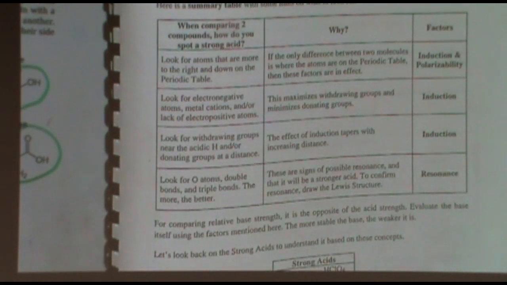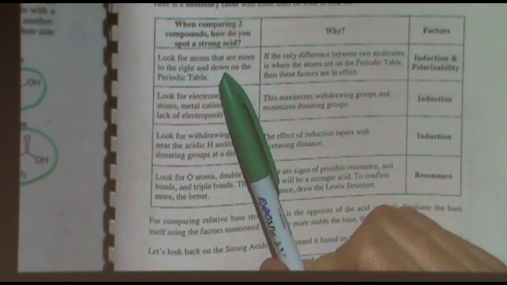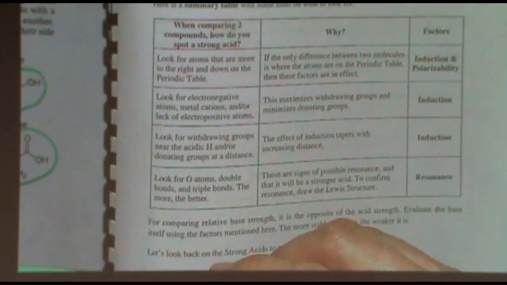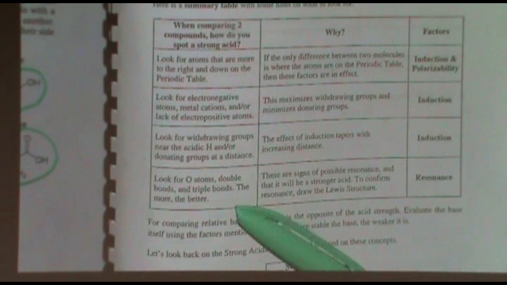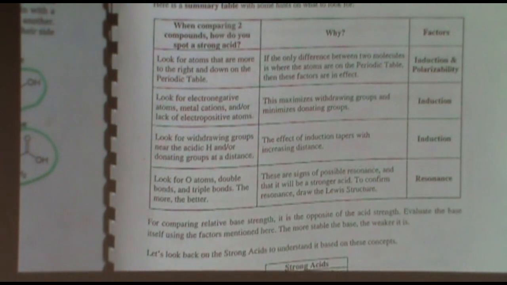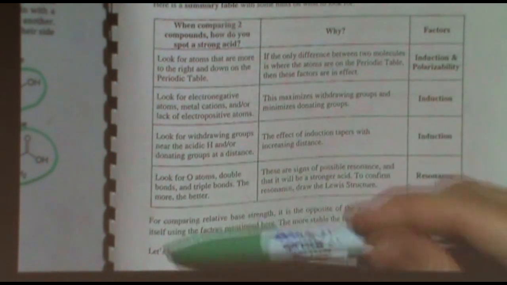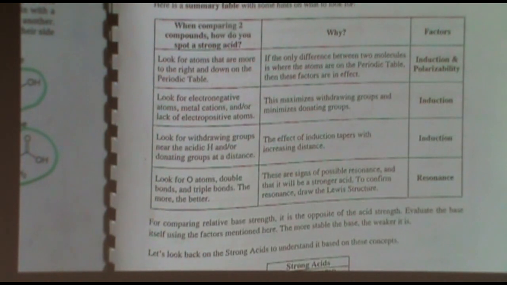If it's a base, let me say one more thing and then I'll take your question. If it's a base, it's exactly the opposite. So if you're looking for a base or a basic center, you want to look for atoms that are more up and to the left on the periodic table, for example. Or no resonance, things like that. So it'd be exactly the opposite of what you're looking for here.